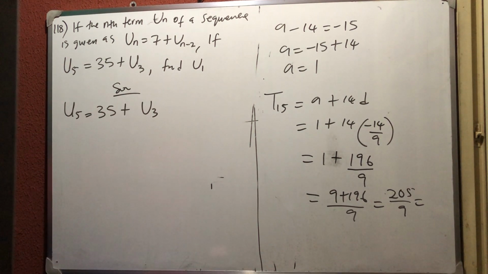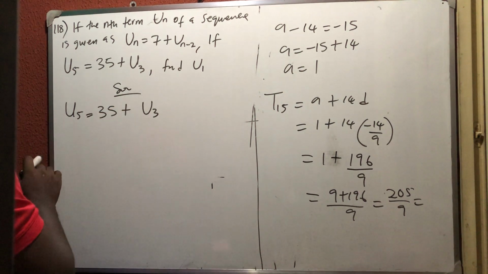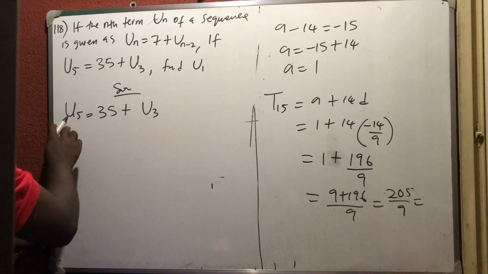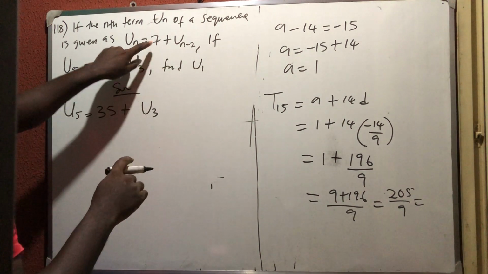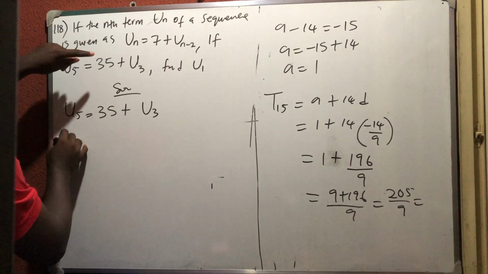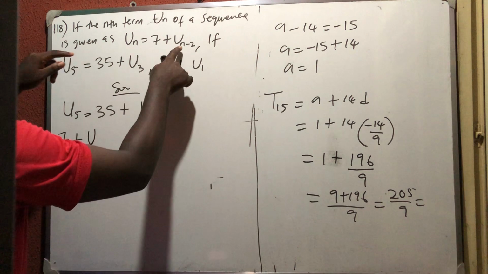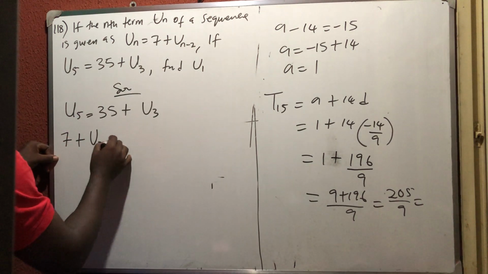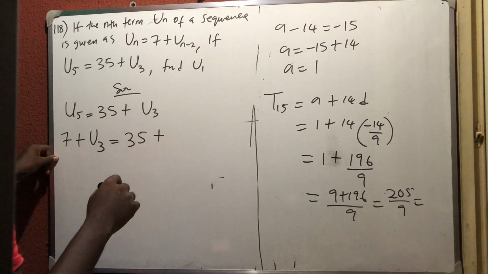Now, what is our u3? Let's find what is our u3. Or let us find what is our u5. Our u5, to put 5 here, it will now be 7. u5 is the same as what? 7 plus u(5 minus 2), u3, is equal to what? 35 plus what?